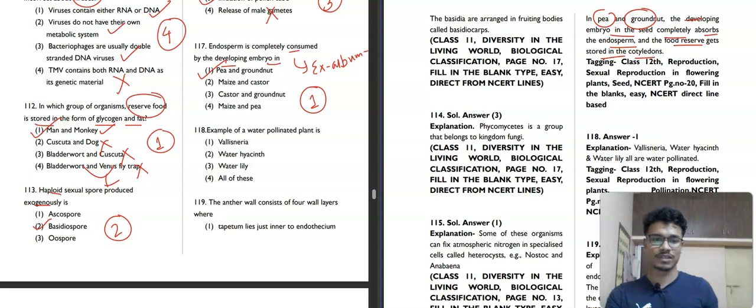Now we'll move towards the next question, question number 118. This is a very good question. Example of a water pollinated plant is Vallisneria, water hyacinth, water lily, or all of these.